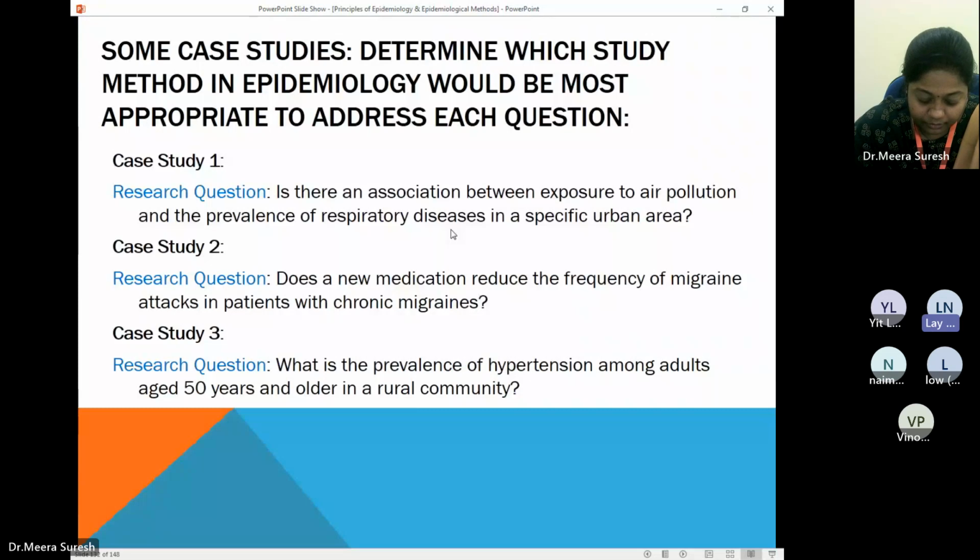Dr. Mira, can you hear me? Yes. Is it Lenny? Yes, yes. Okay. I think for the air pollution, can I propose a cohort study? Cohort study, but there is a keyword over there, Lenny. See the keyword in that question. The keyword gives you a clue which study you need to do there.